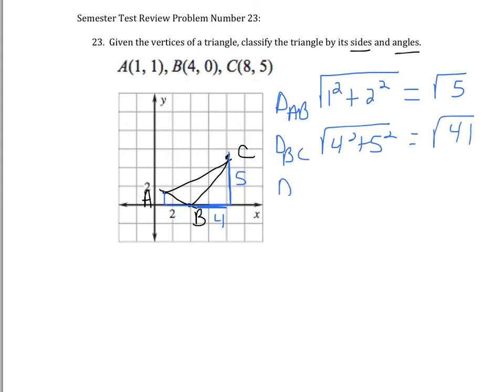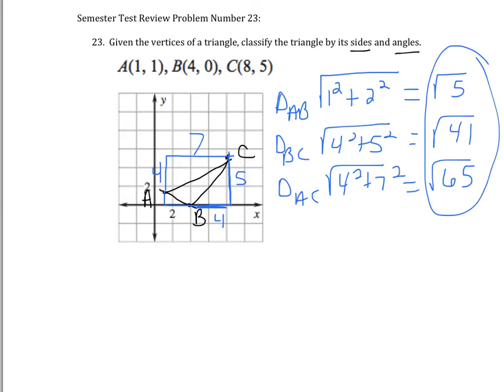All right, our last side that we haven't done yet is AC. So we're going to do AC, and again, I'm going to draw my right triangle. Now this one went up a total of, it looks like 4, and it went over a total of 7. So I'm going to have 4 squared plus 7 squared, which is equal to 65.